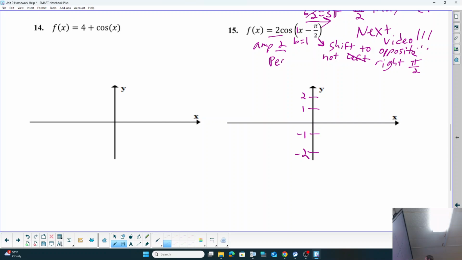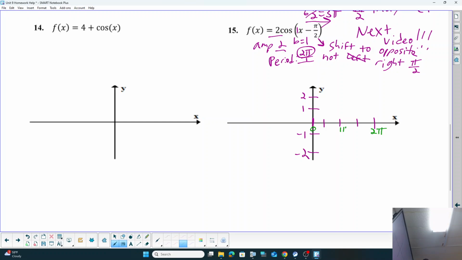And so the period is 2 pi over the b value. So the period is 2 pi over 1, so just 2 pi. So we're going to go 1, 2, 3, 4, 5. Let's make it a little more spread out there. So 1, 2, 3, 4, 5. That's the fifth one right there. So this is 0 all the way to 2 pi.